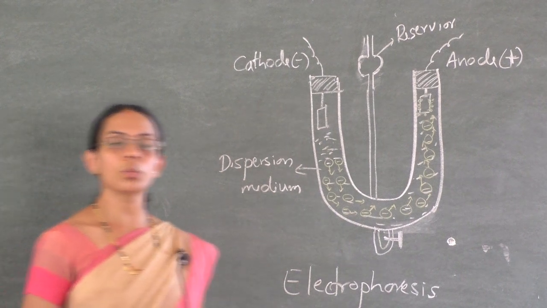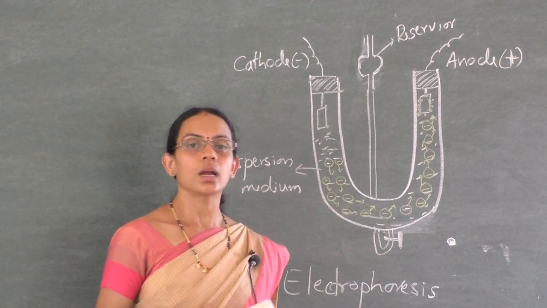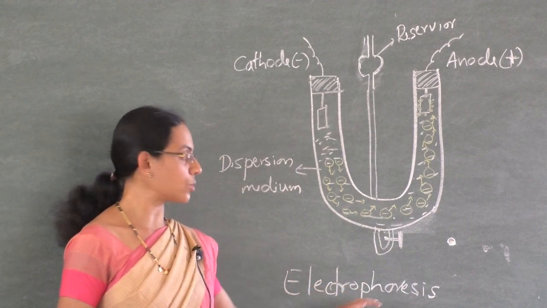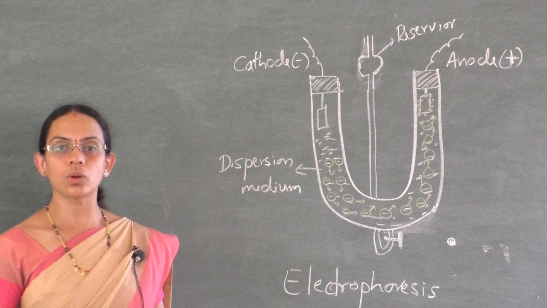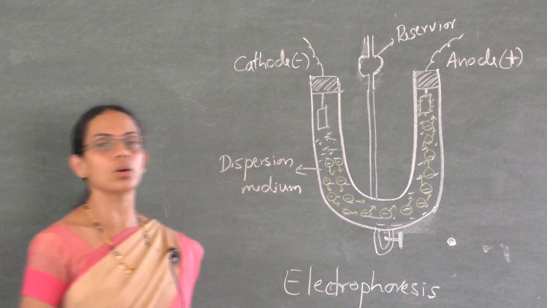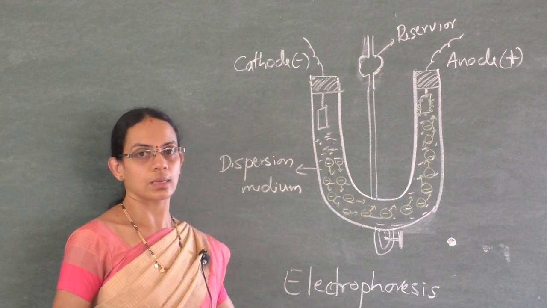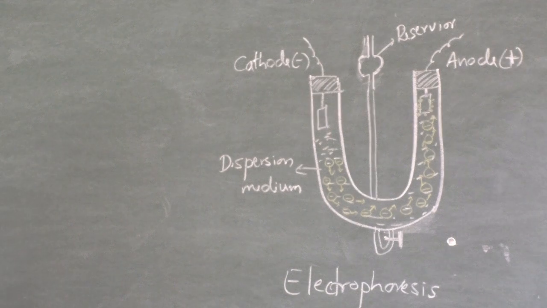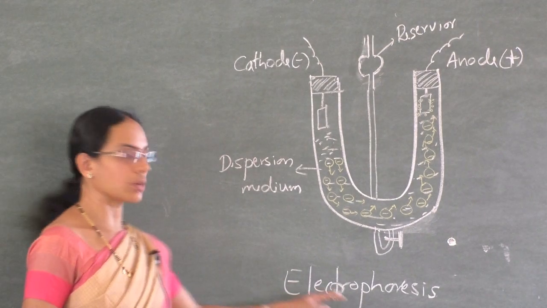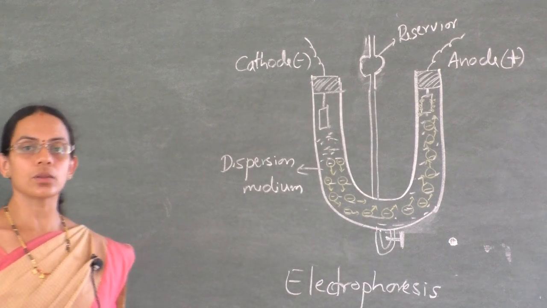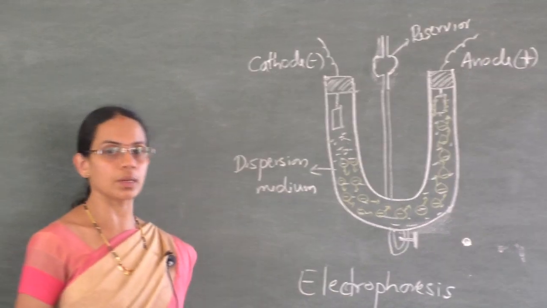So this is called the electrophoresis experiment. Electrophoresis is the movement of colloidal particles under the influence of an electric field. Definition is important: the movement of colloidal particles under the influence of an electric field is called electrophoresis.